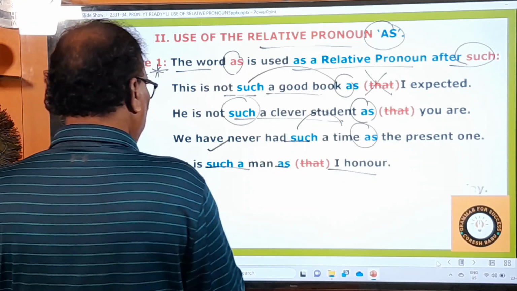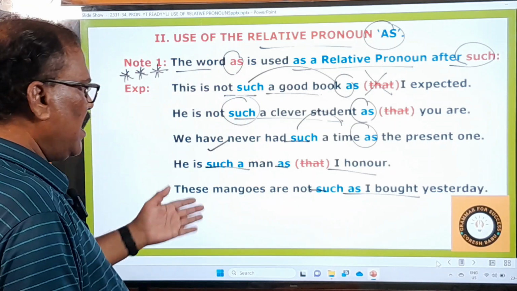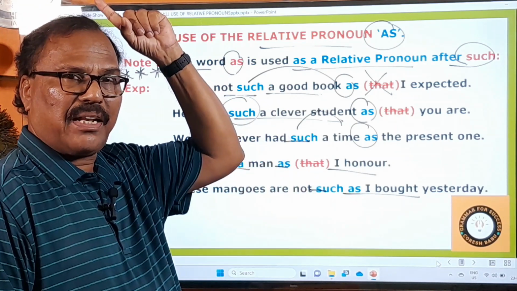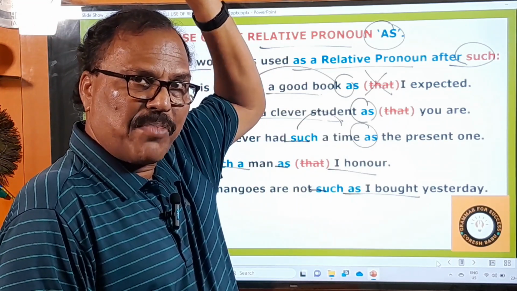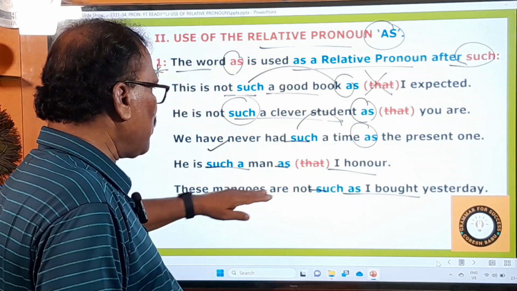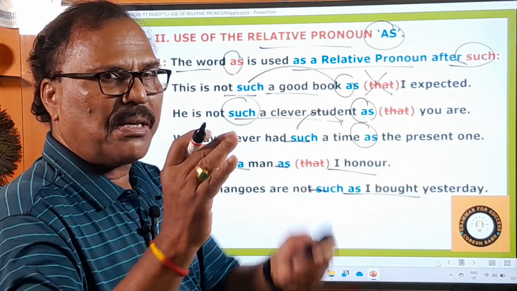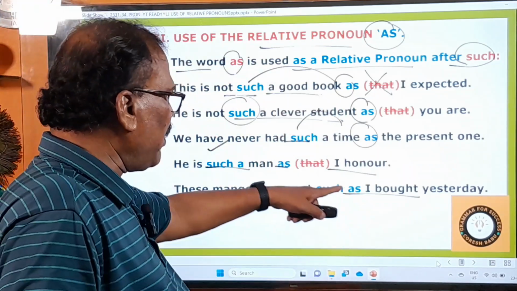Here you see that these mangoes are not such as I bought yesterday. Such means already mentioned. These mangoes are not such ones. So after such, you can say mangoes: these mangoes are not such mangoes as I bought yesterday. Yesterday I bought some mangoes. These are not like those mangoes. That is the meaning.